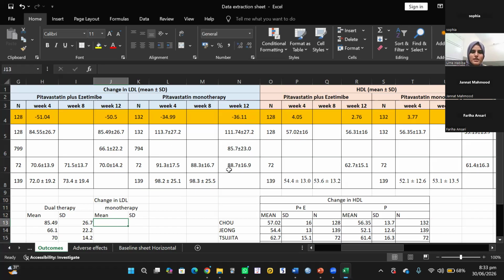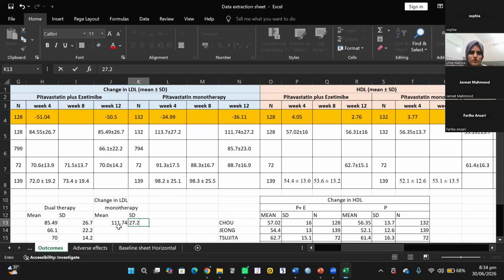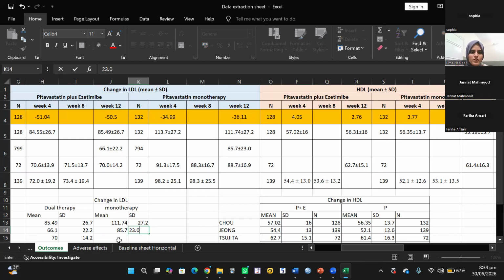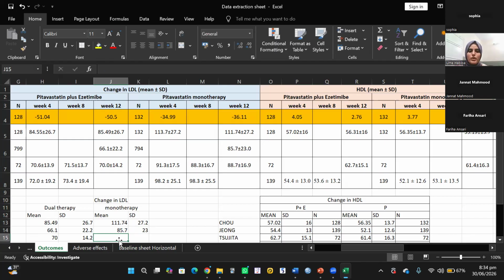Right. For monotherapy, again, I'm going to put my values from here. For monotherapy as well, I'm taking week 12. So it would be 111.74. Standard deviation, after plus minus, is 27.2. Mean for my second study is 85.7, and the standard deviation is 23.0. For the third study, my mean is 88.7, and my standard deviation being 16.9.